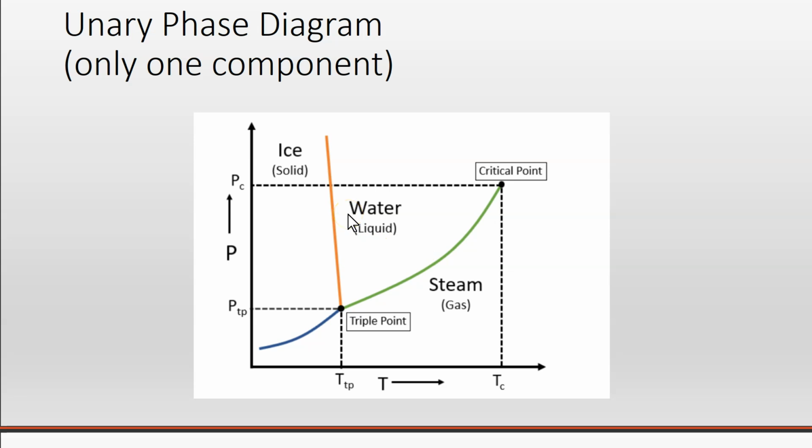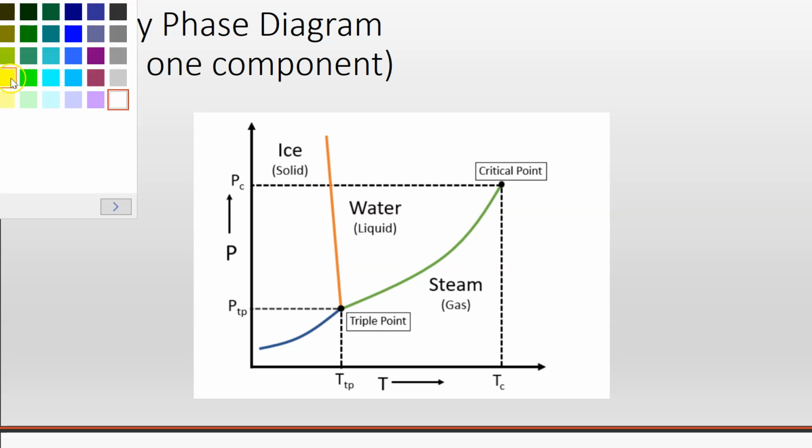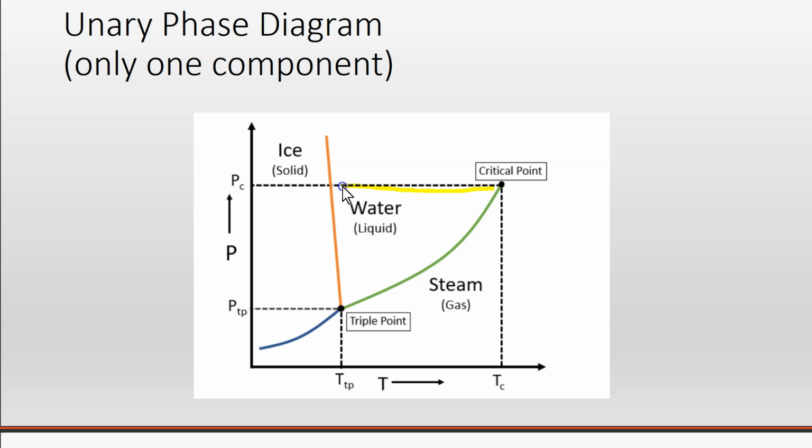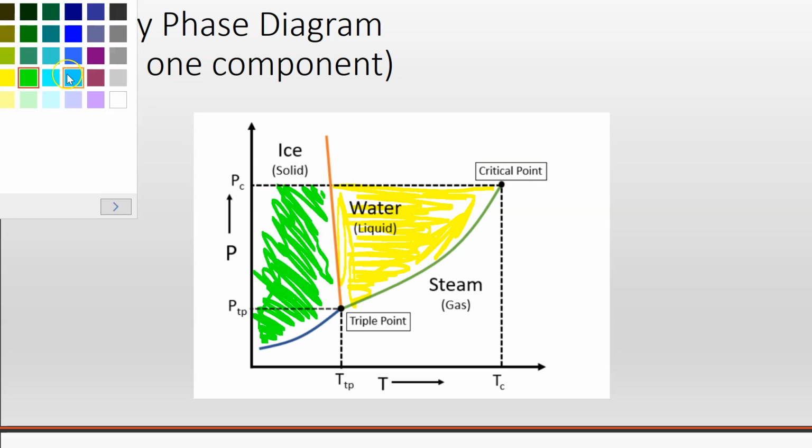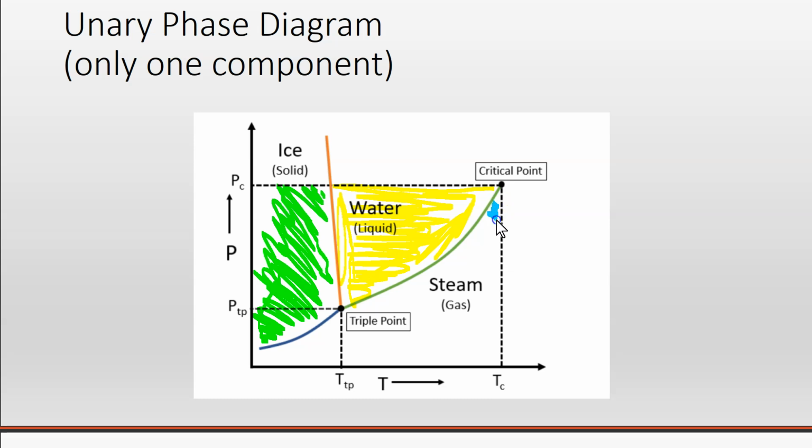What we have here are what are called phase fields in the phase diagram. So the phase field for water would be this region, this area of the phase diagram. This is the phase field for ice. And this is the phase field for steam, the gas. Between the phase fields, we have a phase boundary.